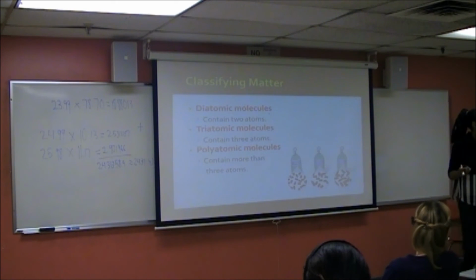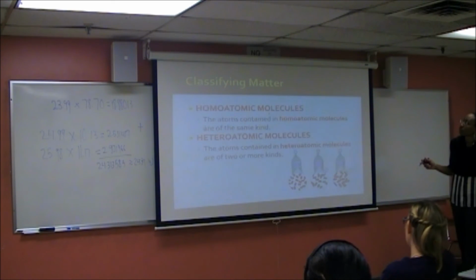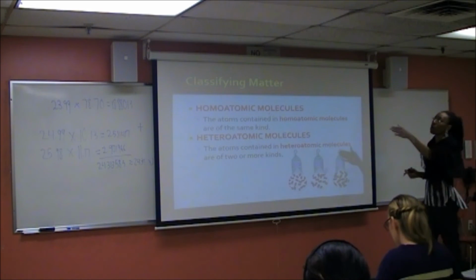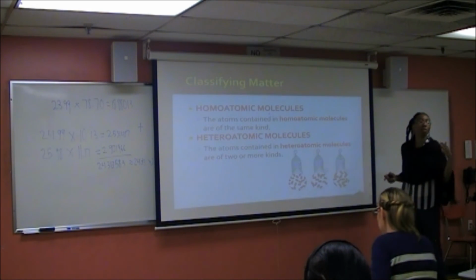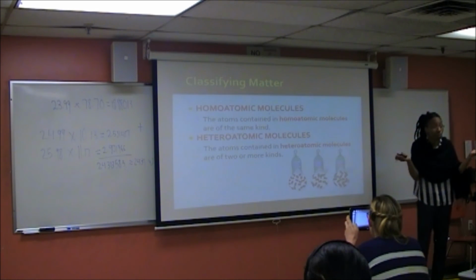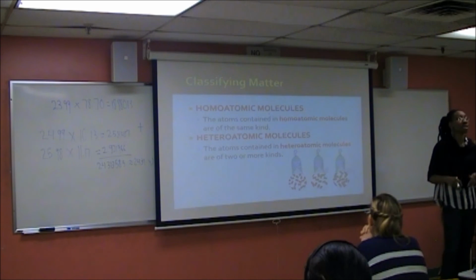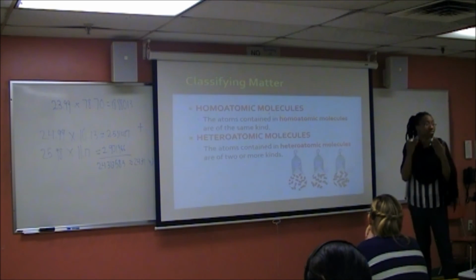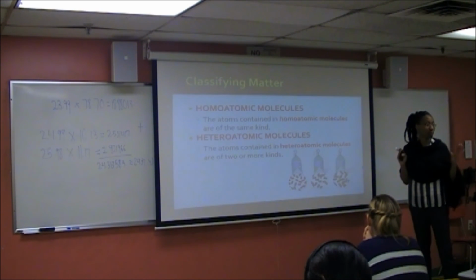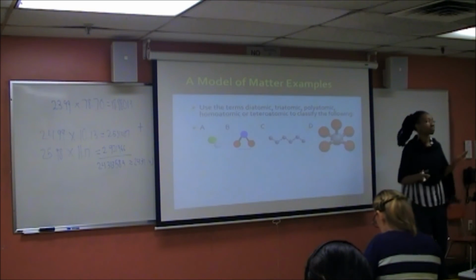So what is a diatomic molecule? In total, how many atoms? Okay, that's a triatomic. Triatomic, good. Now you have homoatomic molecules. Homoatomic means that all the atoms present are the same. Heteroatomic molecules means you have different atoms in there. Did we get that? All right. Let's take some questions then.